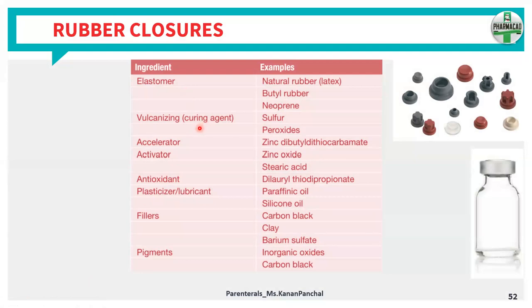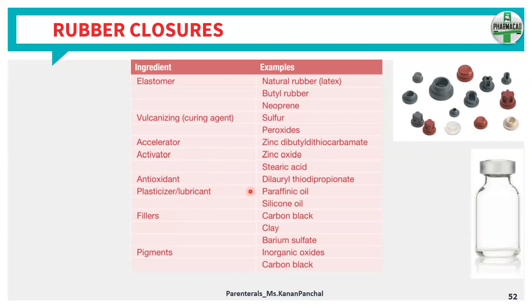Vulcanizing or curing agent, that is, it helps in the cross-linking of these polymers with each other. It basically strengthens your rubber stopper. Accelerator, a reaction ko accelerate karta hai. Then you have activator. Antioxidant is also an important constituent in your rubber stoppers. Theek hai? You don't want the constituents of the rubber stopper to oxidize. Kyunki uska final result will be reflected in your formulation.